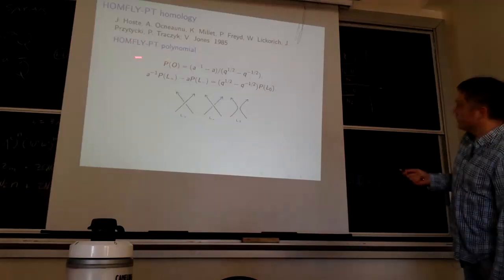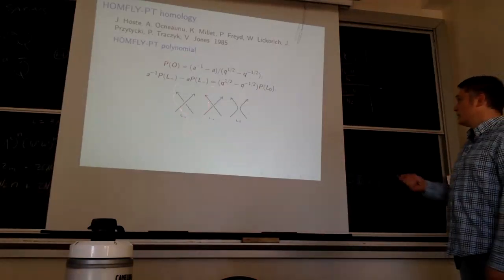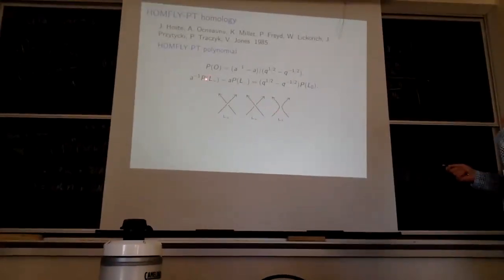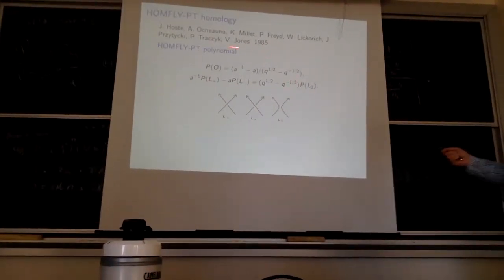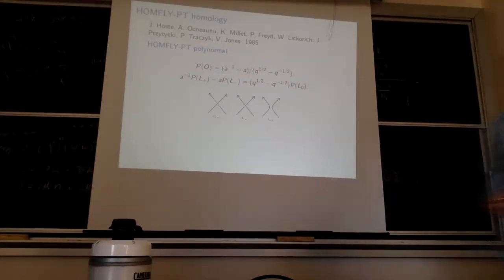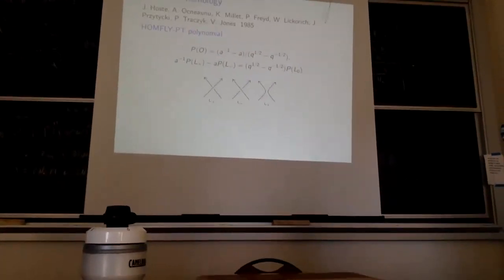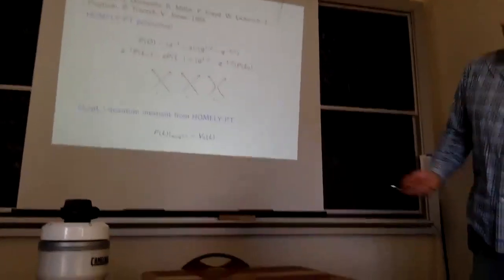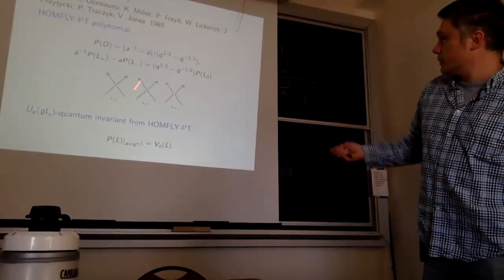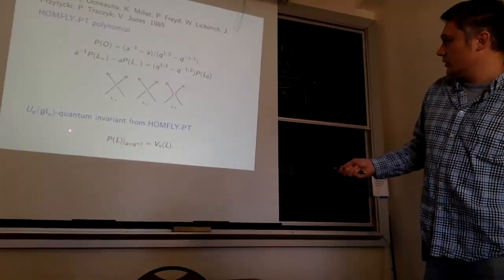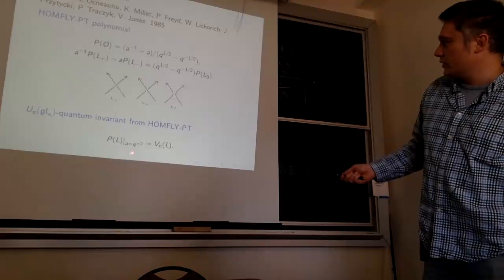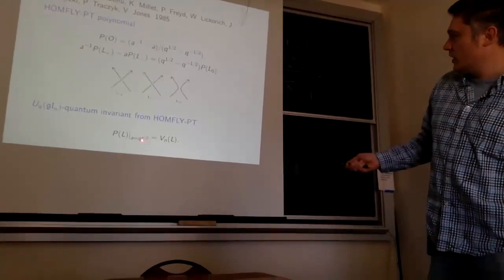There is a HOMFLY polynomial, which everybody knows, which is defined by these skein relations and normalization on knots, and was discovered by these people. And then if you want to specialize to the GL_N quantum invariant, you just specialize a variable to this.